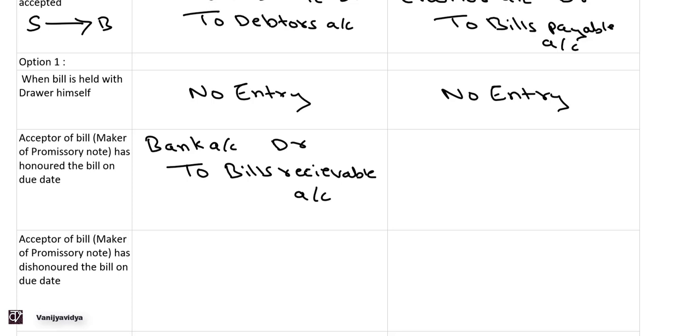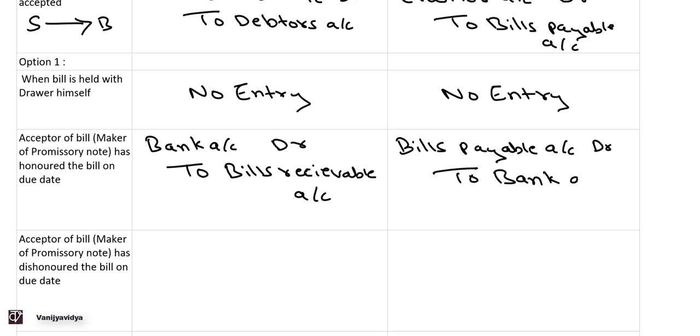Now in the case of Drawee, he has made the payment against that bills payable. So that liability has reduced. So we'll debit bills payable account, credit to bank account.